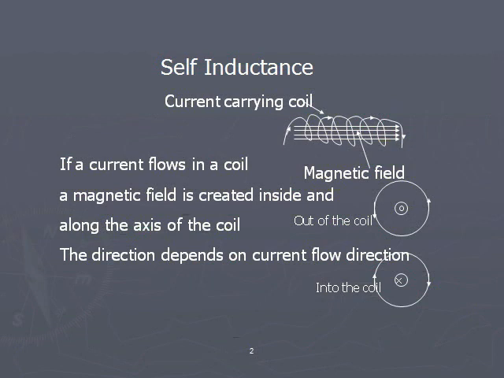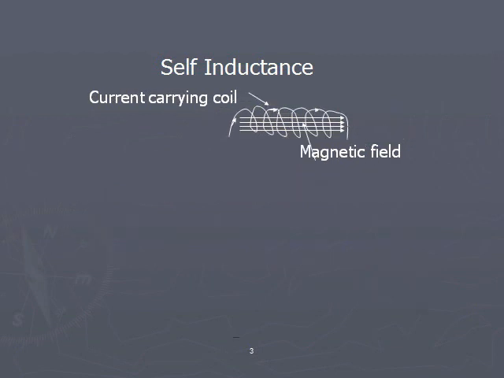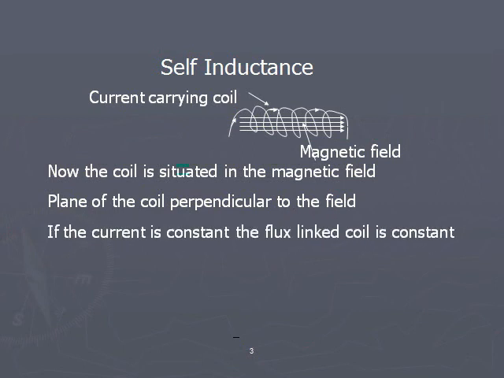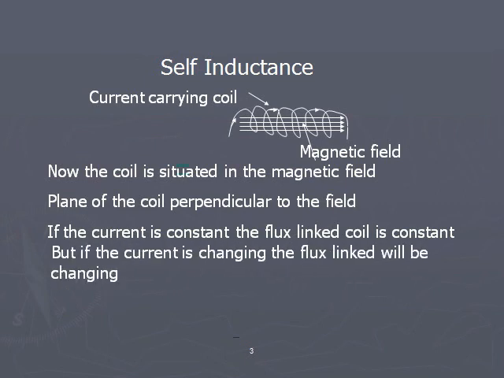Now, we can consider the coils to be situated in a magnetic field. In fact, it is the magnetic field created by the current in the coil. So, the coils are situated in the magnetic field created by the current flowing in them. So, a flux is linked with the coil.